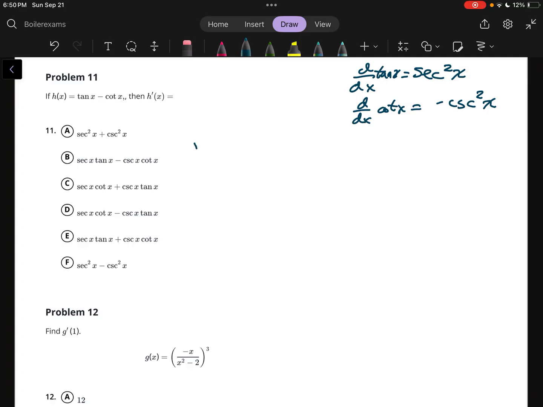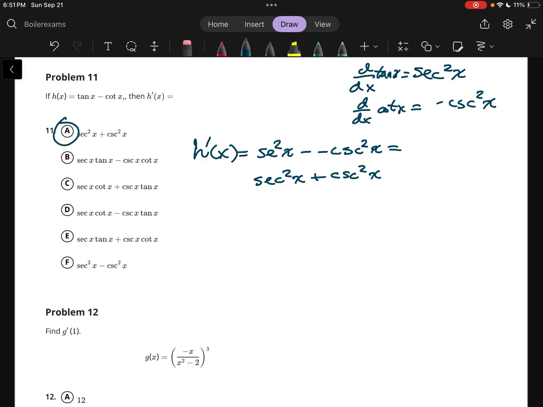Okay, h prime of x equals secant squared x minus cosecant squared x. And that means that the answer to question 11, oh, you have to be careful, it's actually equal to secant squared x minus cosine squared x. So that could have been a really silly mistake to make, but the answer is equal to secant squared x plus cosecant squared x, which is A.